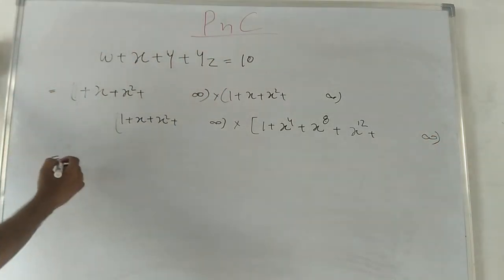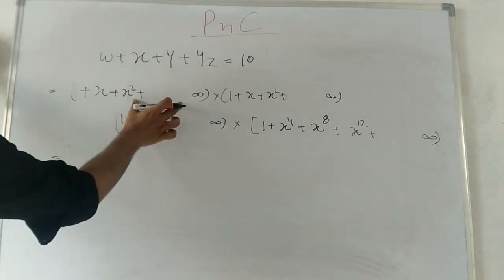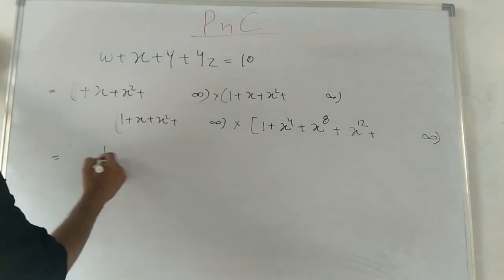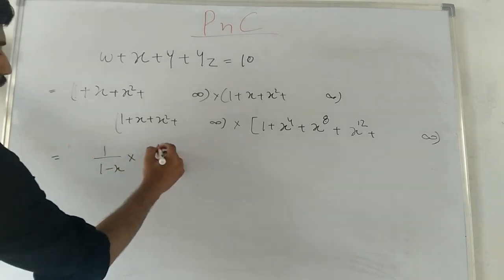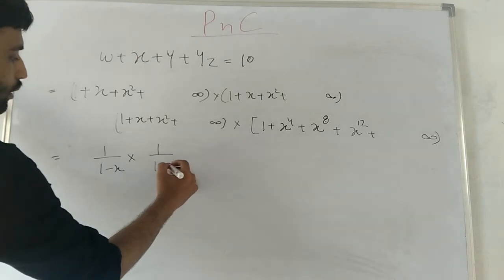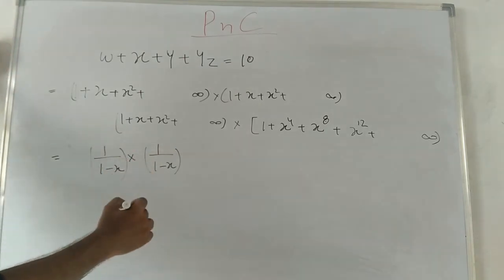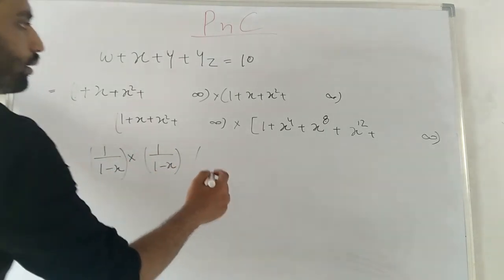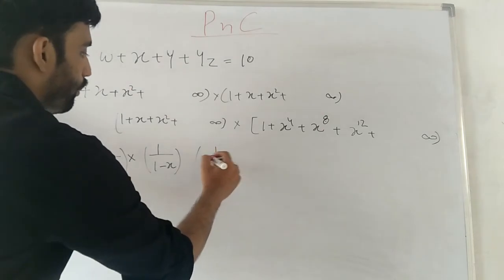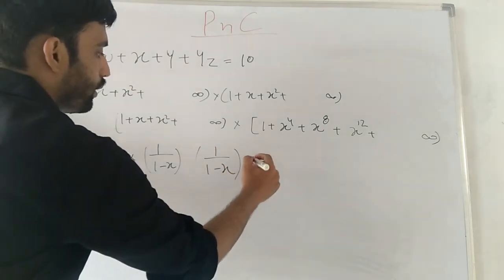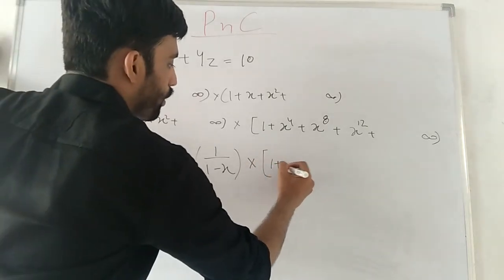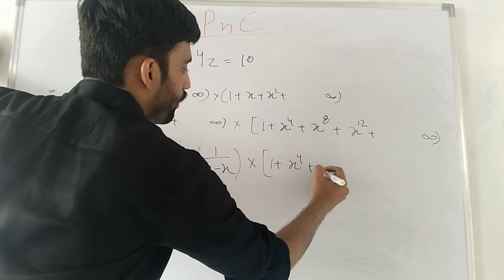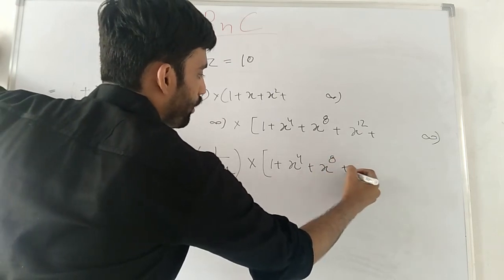After simplifying it, it will become the sum of an infinite GP, meaning 1 upon 1 minus r, and the same for x, and the same will happen with y, 1 upon 1 minus x, and this will remain the same because it will be easier for us to solve it.